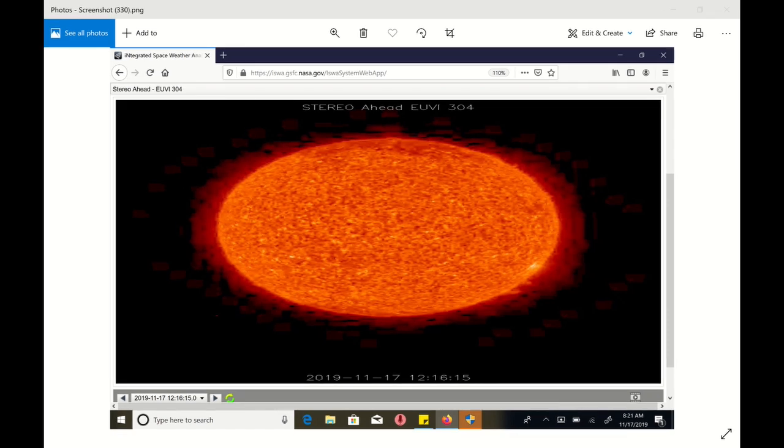Good morning. It's 10:14 a.m. on November the 17th, and we're looking at STEREO Ahead EUVI 304, the one that has all the cubes on it. I just want to take you to the timestamps from today. It's probably going to go backwards because of the way I did the screenshots.